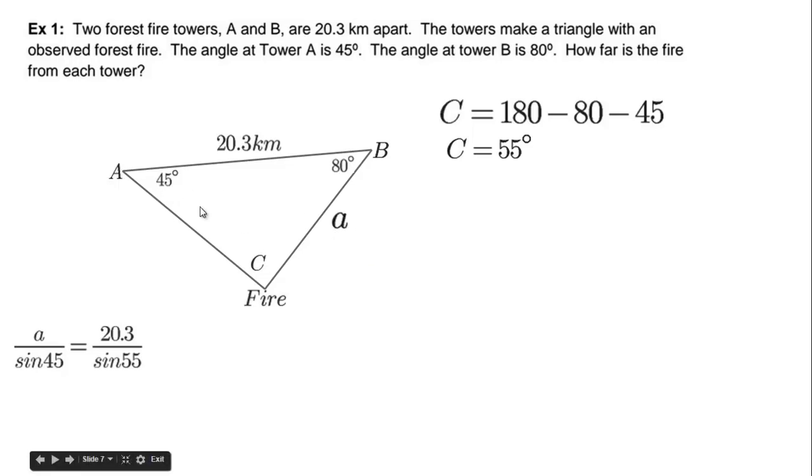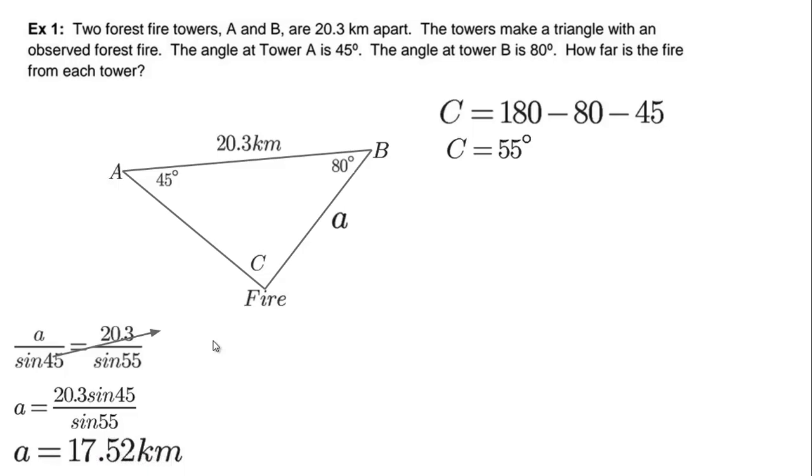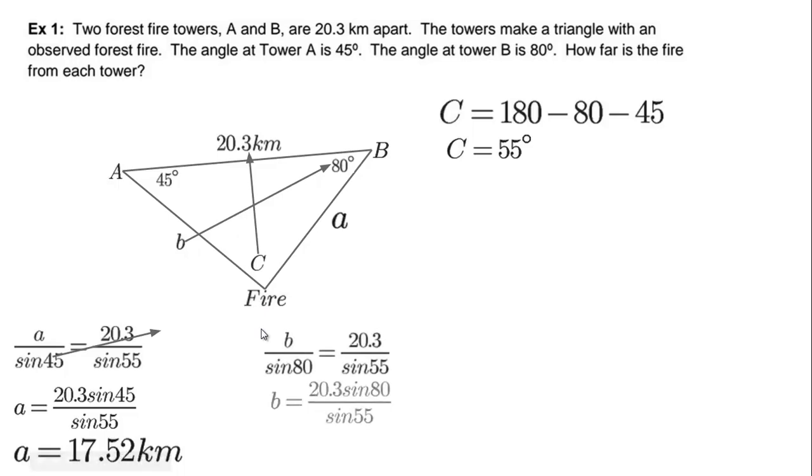So A over sine 45 is 20.3 over sine 55. And cross multiply sine 45 up once. And all in one in your calculator, you can say that the answer is 17.52. Similarly, we can do B, and we notice the match: B is across from 80, and 20.3 is across from 55. Cross multiply and you get 24.41.